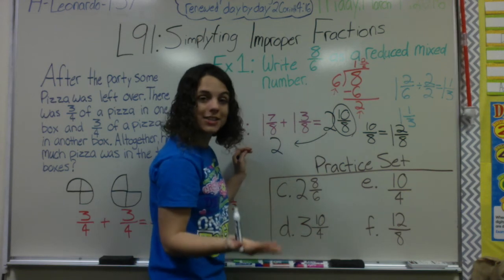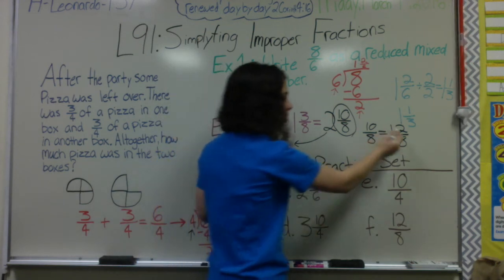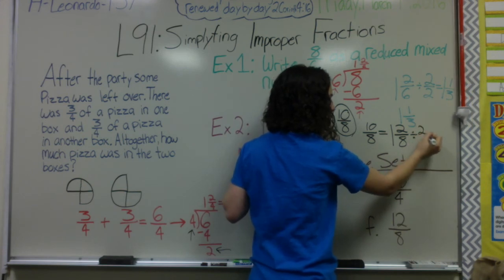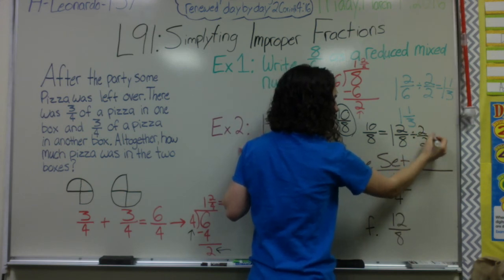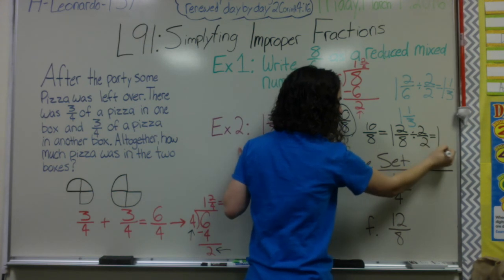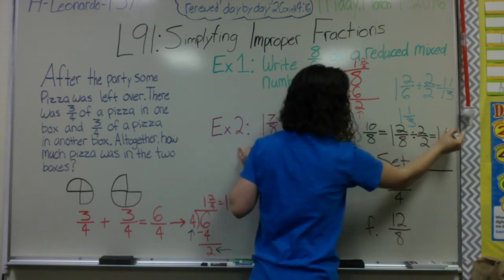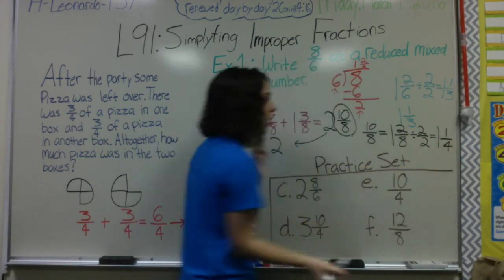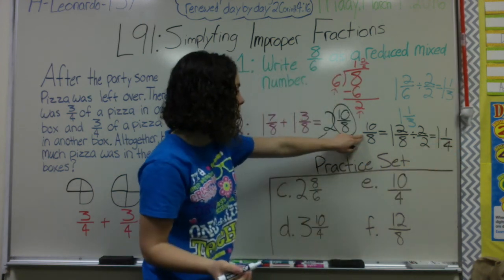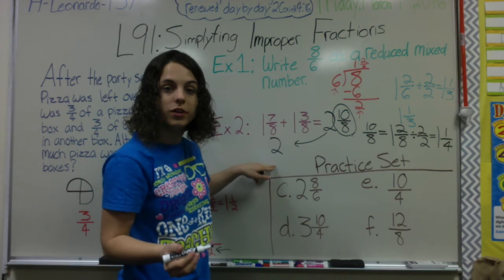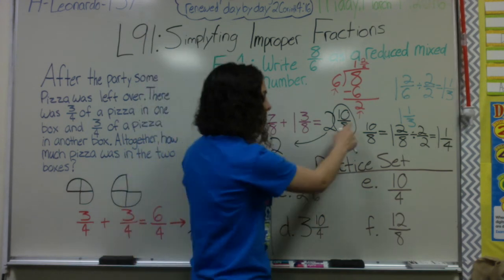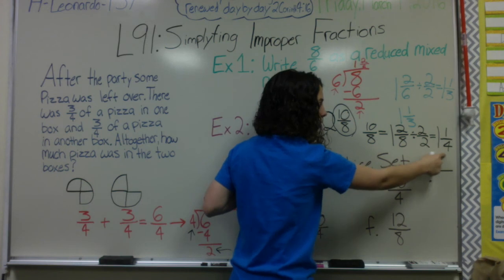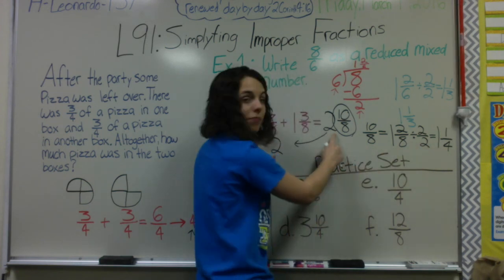1 and 2/8 can actually be reduced, the 2/8. Both can be divided by 2 over 2. Whole number stays the same. 2 divided by 2 is 1. 8 divided by 2 is 4. So 1 and 1/4, that's what 10/8 equals. Remember, I put my 2 over to the side for a reason. I broke apart the 10/8. I simplified it because it was improper. It equals 1 and 1/4, but I still have my 2 over here.